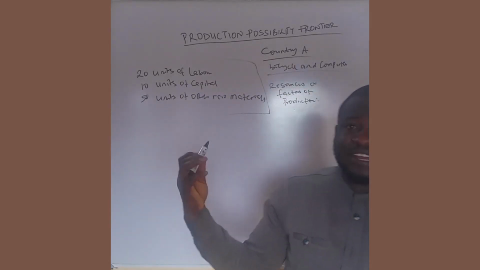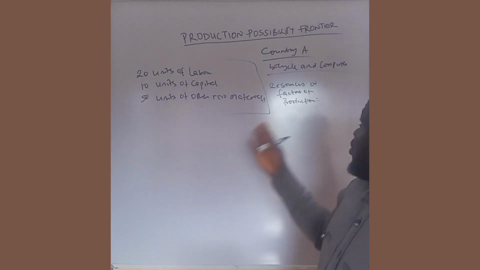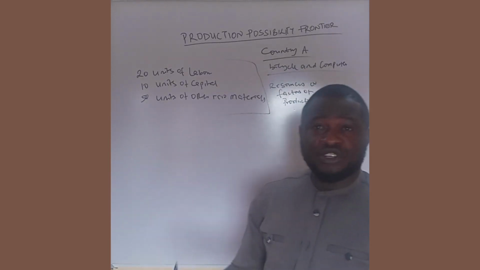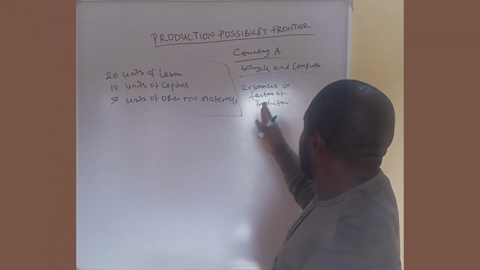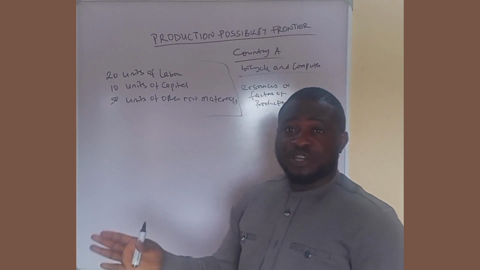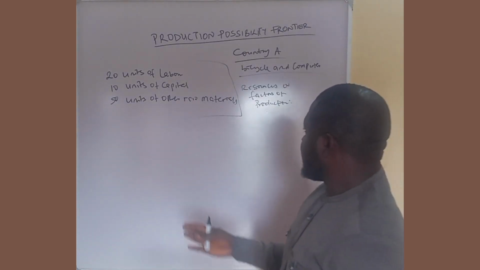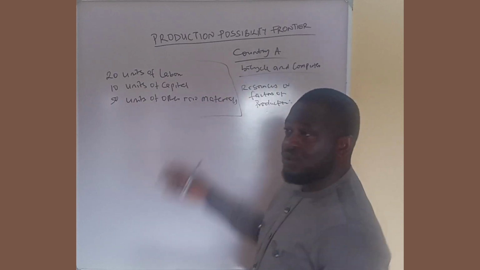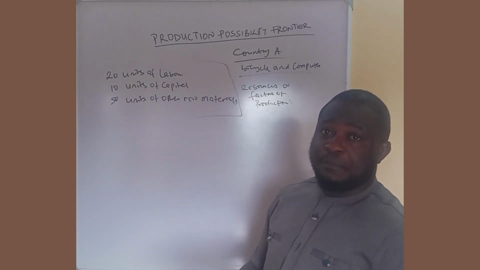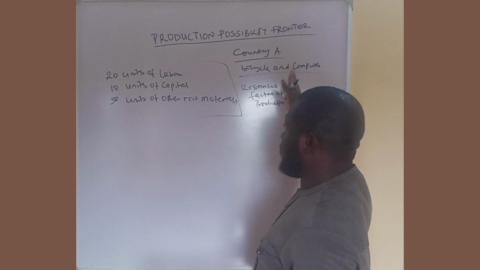Let's further assume that these factors of production available to country A are not equally efficient in the production of all goods and services. By this, we mean that the factors of production are not perfect substitutes for each other. Hence, some factors of production are more suitable for the production of bicycle, while other factors of production are better suited for the production of computer.